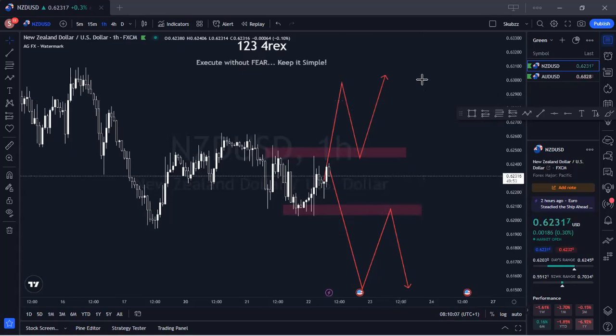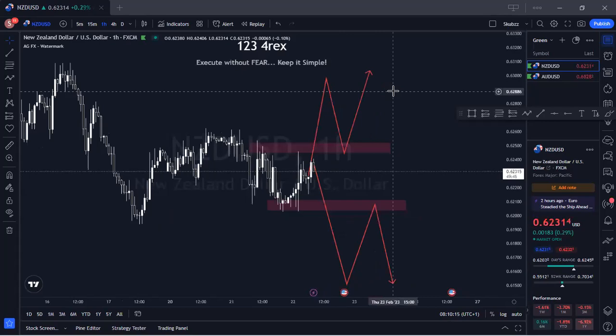Somebody is just joining. Please, is there another pair you guys want us to take a look at? Because I've looked at all my pairs, and currently, we just have to wait and see how price behaves.